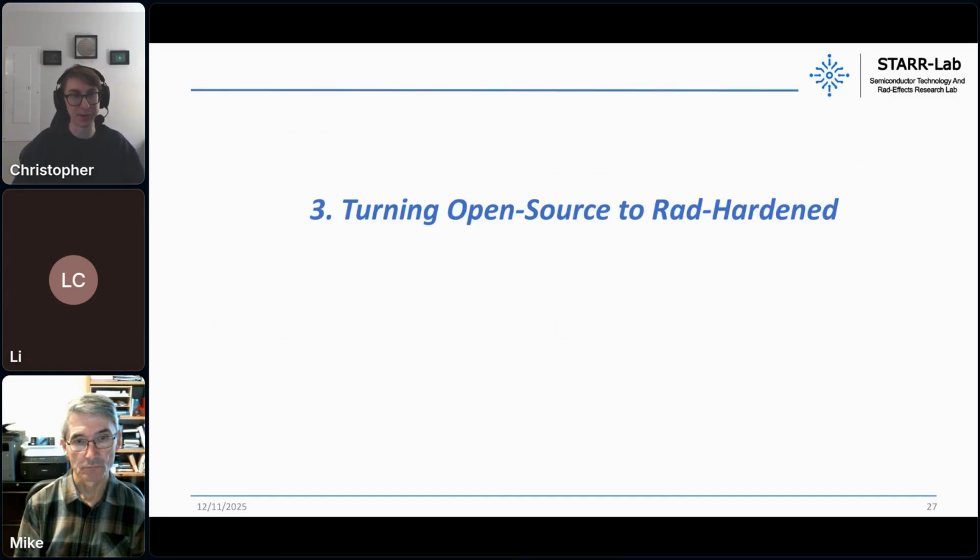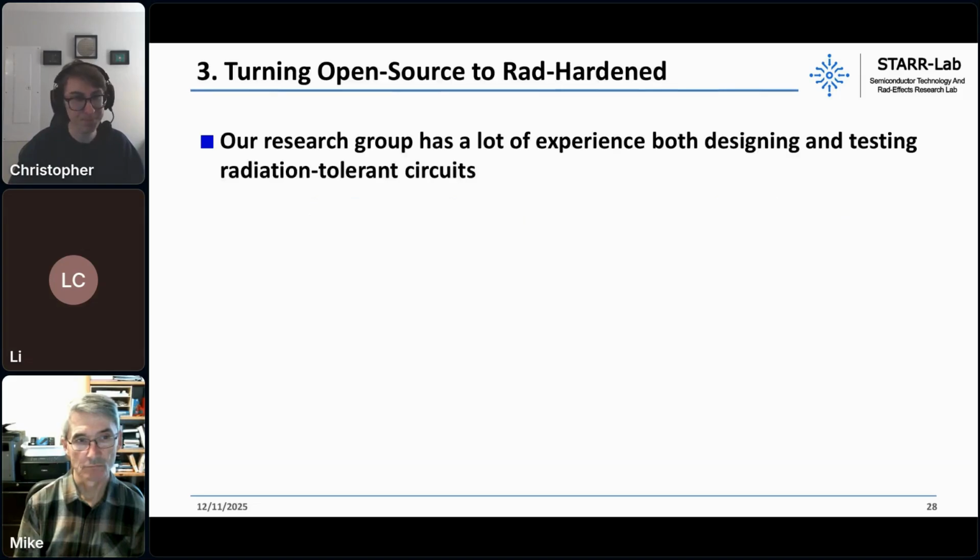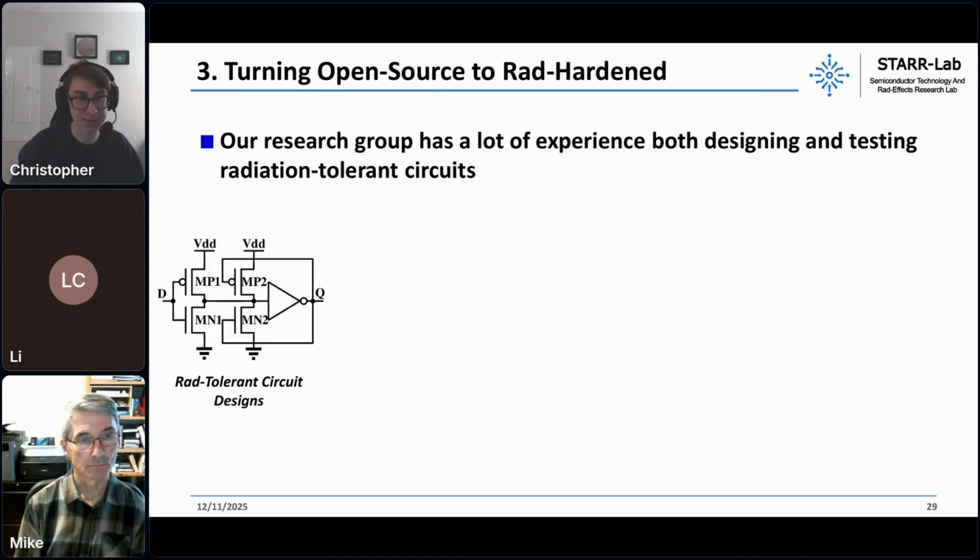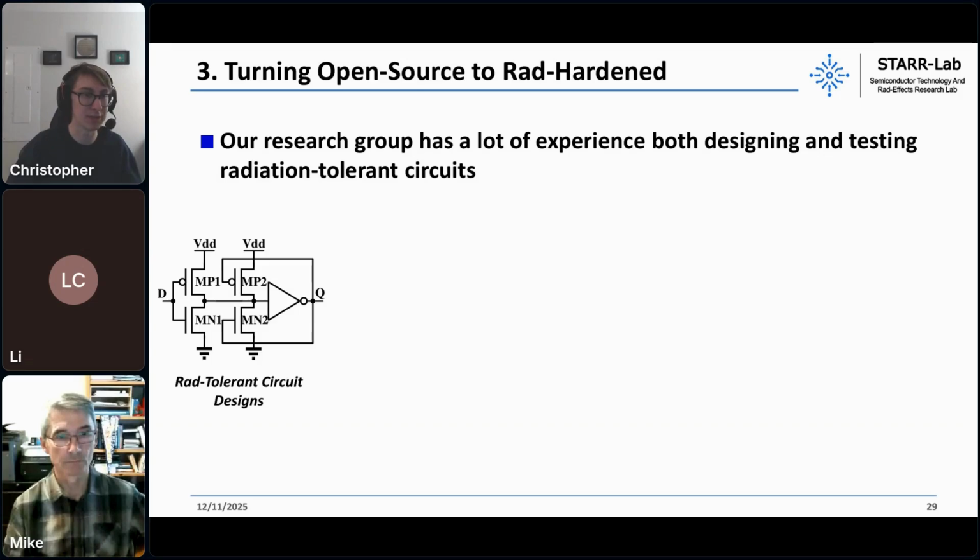So I think moving on here and turning open source to rad hardened. Our research group has had a lot of experience and success in the past, both designing and testing these radiation tolerant circuits. And so the design process and how a project would look for us is that we'd be exploring different circuit methodologies to store these bits, or to try and dampen the transients that are occurring. At the schematic level, we're trying to understand if there are some unique ways that we can connect the transistors and devices together to mitigate these effects.